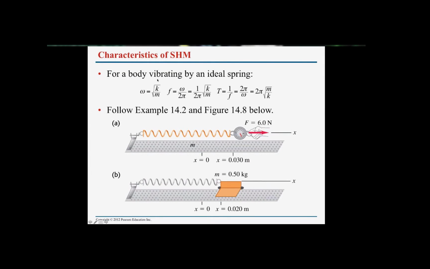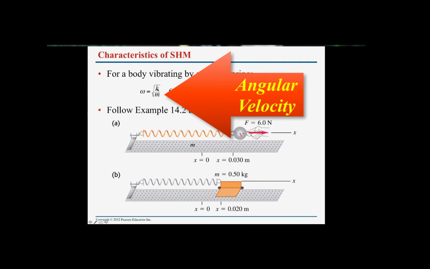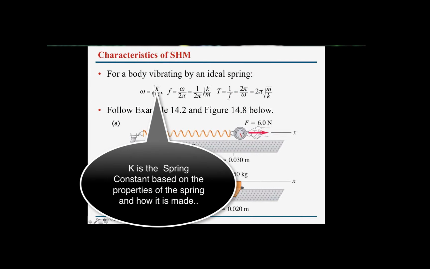Here we have a body vibrating with an ideal spring. It's going to have the following formulas, okay? So angular velocity is k, where this is basically a constant that has to do with the stiffness of the spring.